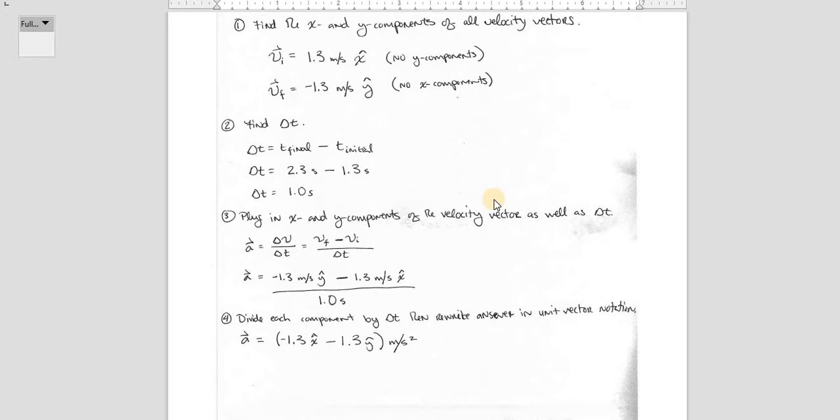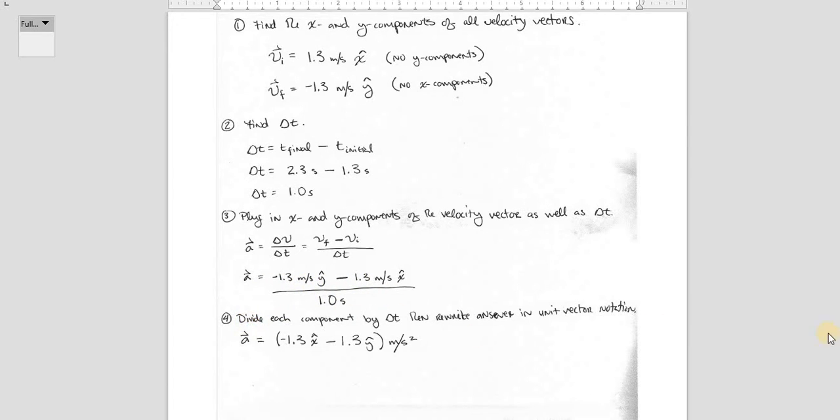So now we have all the values we need to solve for the acceleration vector. So we just plug in our values. So it will be negative 1.3 meters per second y hat, which is the final velocity, minus 1.3 meters per second x hat, which is the initial. All that divided by 1. And so we divide each component by 1, and we'll get the same answer.